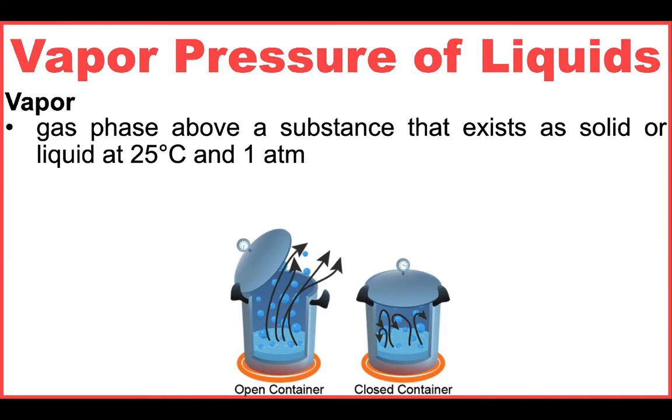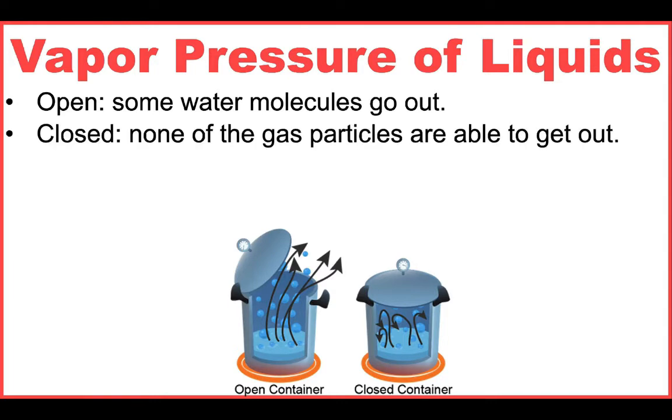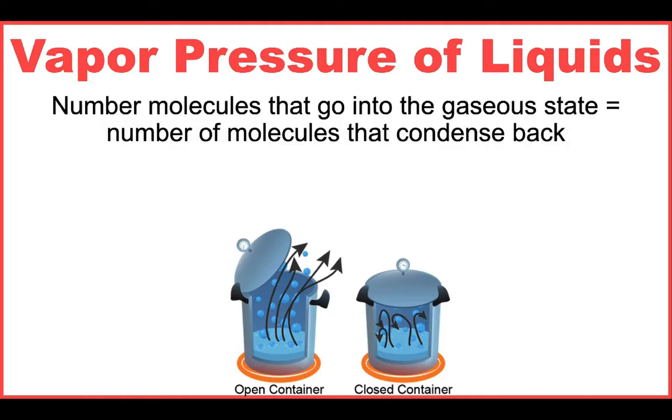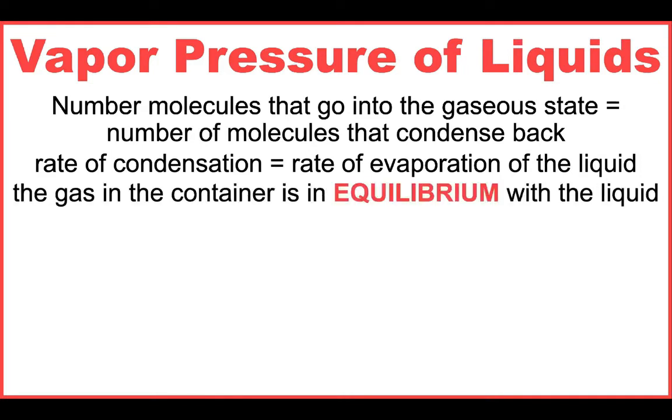Now, some will strike the liquid surface and condense back into it. In the open flask, some of the water molecules in the vapor phase find their way out and are lost to the atmosphere. In a closed container, none of the gas particles are able to get out of the container. Eventually, the number of molecules that go into the gaseous state would equal the number of molecules that condense back. So when the rate of condensation of gas becomes equal to the rate of evaporation of the liquid, the gas in the container is said to be in equilibrium with the liquid.